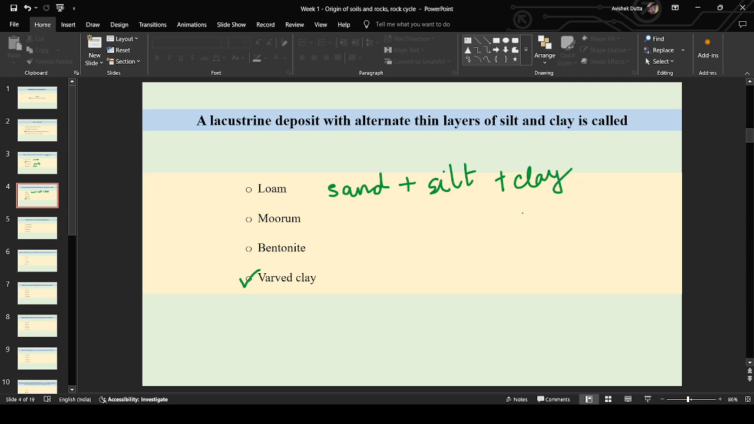What is moorum? It looks like gravel, like a hard strata. Yes, it is a hard strata of gravel, but it is mixed with red clay. Moorum is a type of soil found in many villages, small hill towns, where gravel is mixed with red clay.